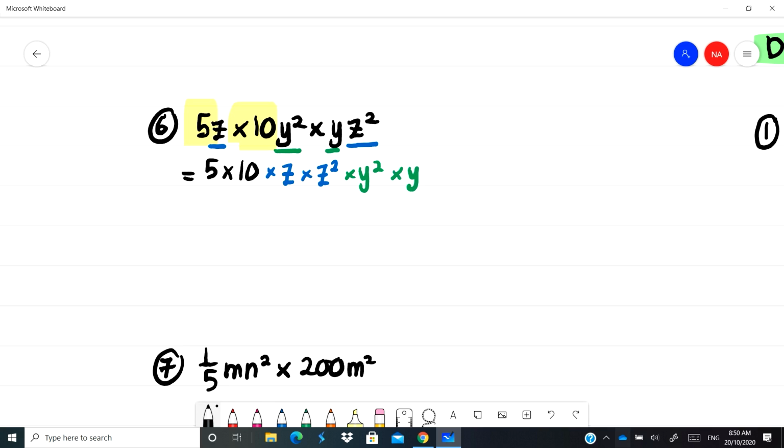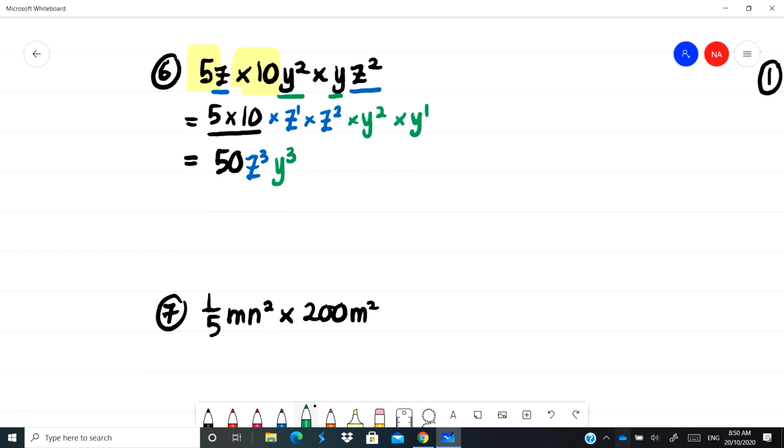So simplify. Nombor darab nombor. 5 darab 10, 50. So now z multiplied by z square. Z ni maksudnya z kuasa 1. So 1 tambah 2 jadi z kuasa 3. So we'll have z to the power of 3. Look at your y. Y to the power of 2 multiplied by y to the power of 1. Kita tak tulis kuasa 1 kan. So 2 tambah 1 jadi 3. So y kuasa 3. So we are done.